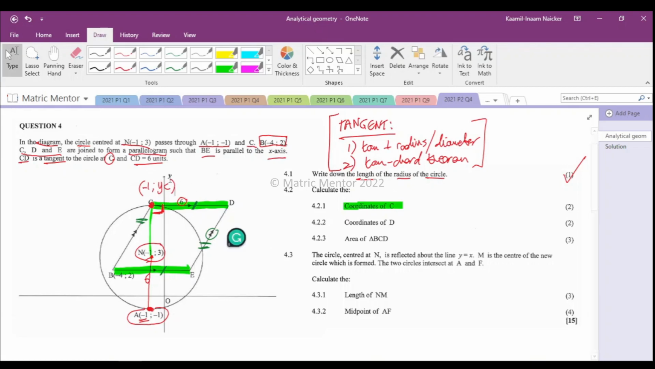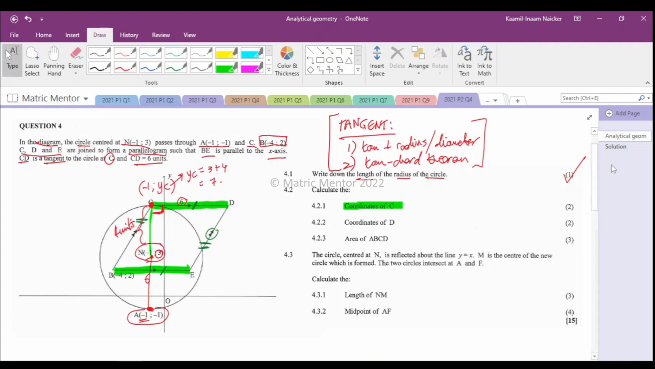And then to find the y value of C, remember I know what this radius length is. So I can say 3 units from here, 4 units up. Remember, my radius is 4 units, right? So if I'm sitting at 3 units down here, I can move up by 4 units and I'll get YC equals 3 plus 4, which is equal to 7.